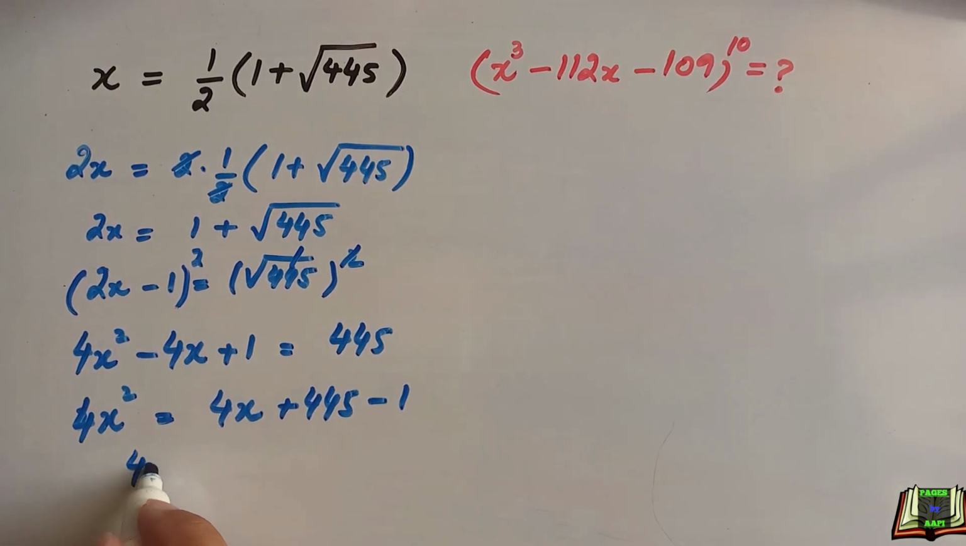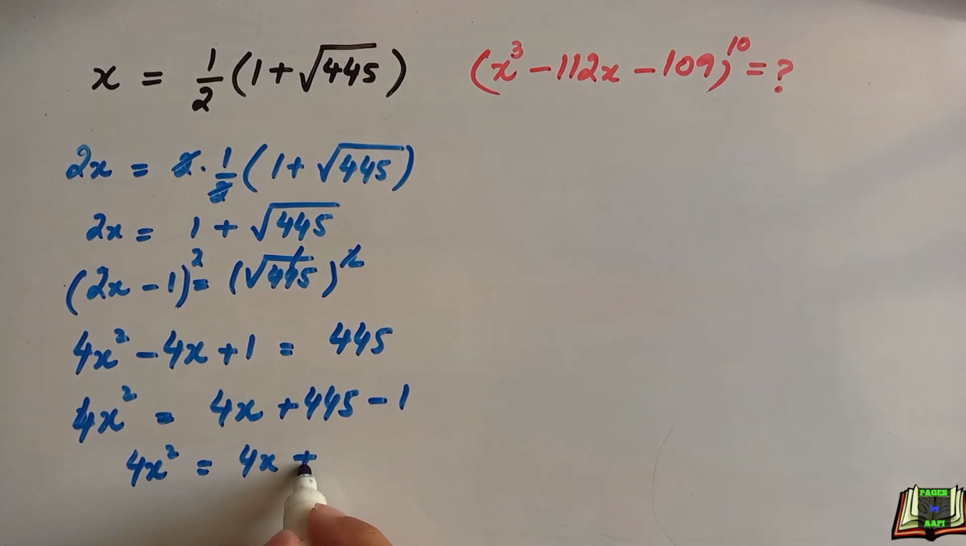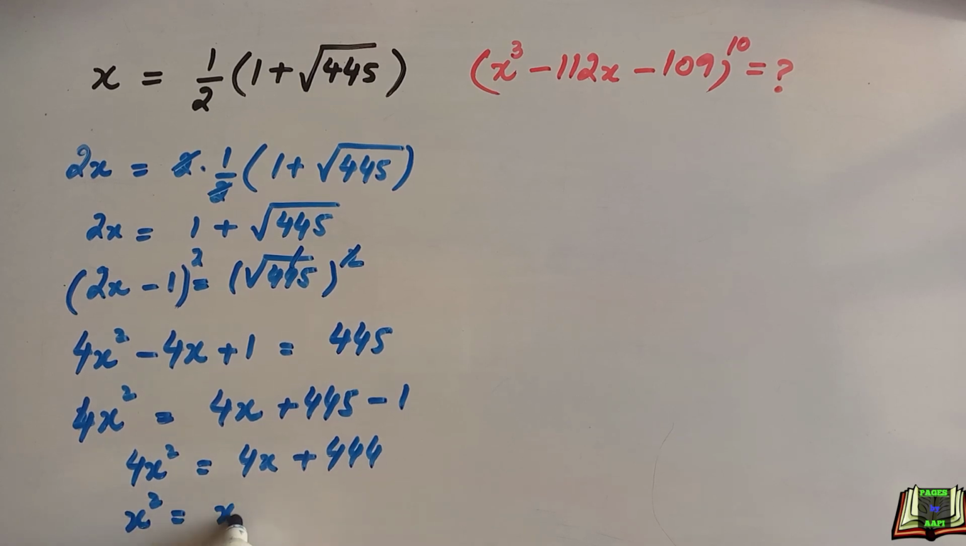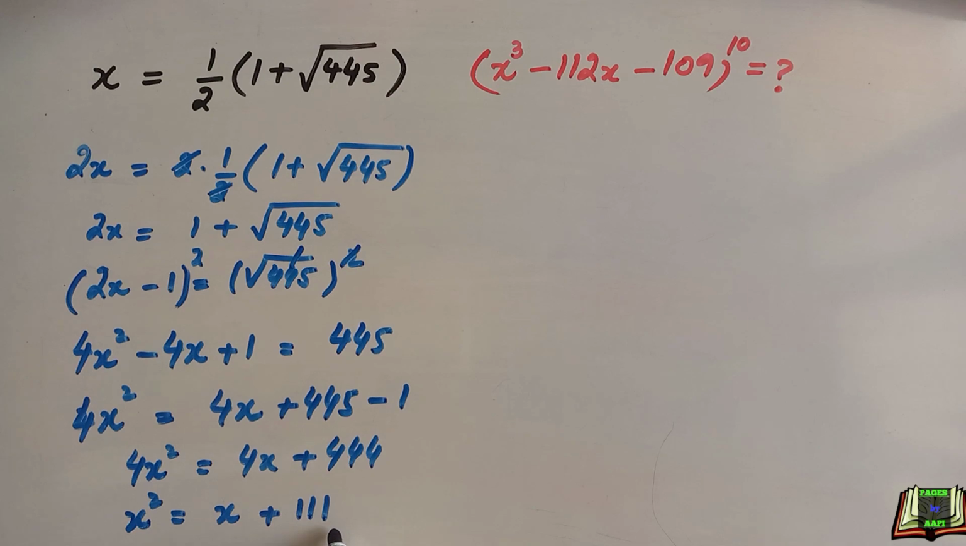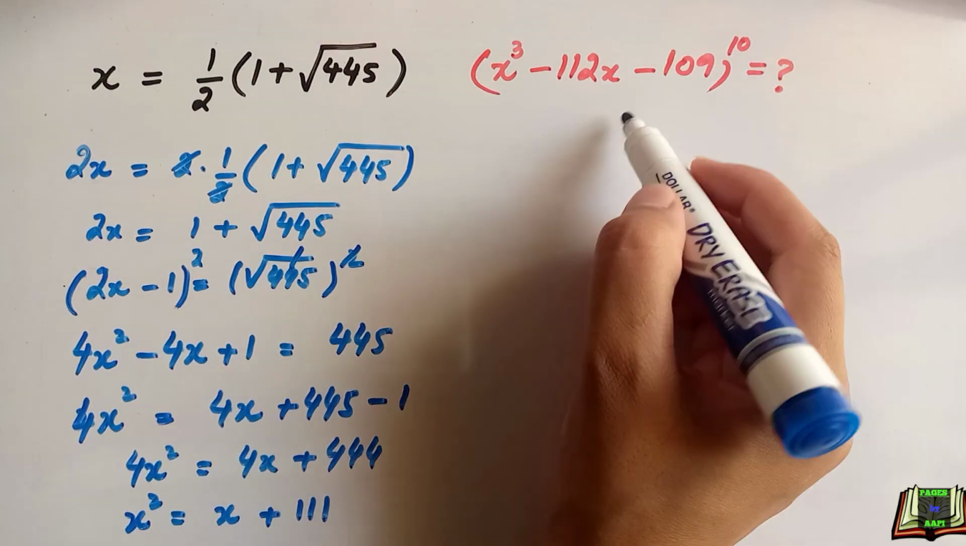4x square is equal to 4x. After subtracting these two numbers we have 444. Now we will divide both sides by 4, then we get x square is equal to x plus 111. We got the value of x square, which is equal to x plus 111. We are going to save this answer and we will use it later on.